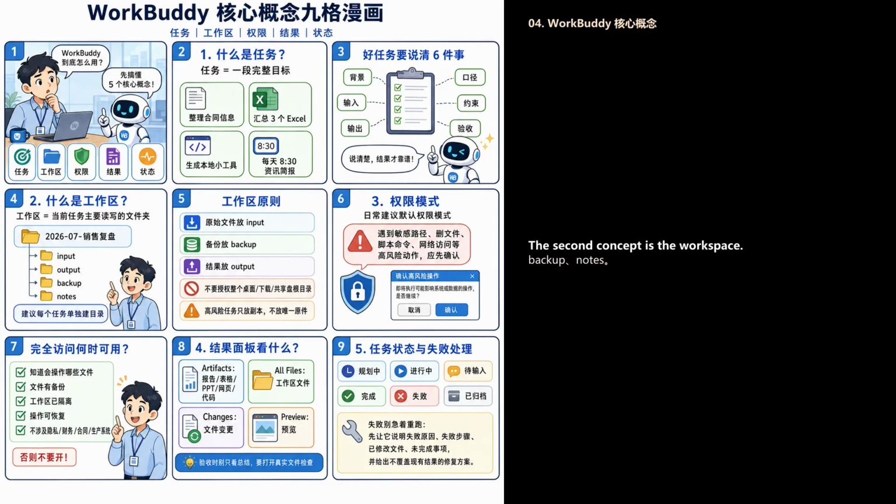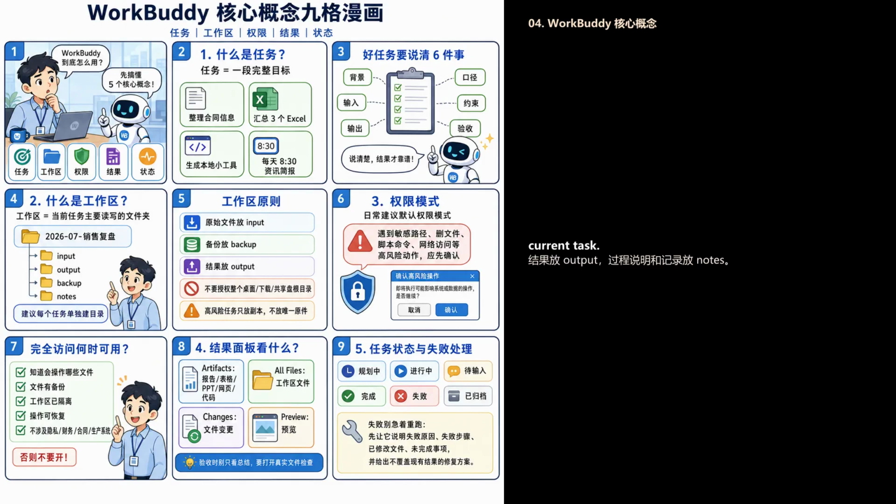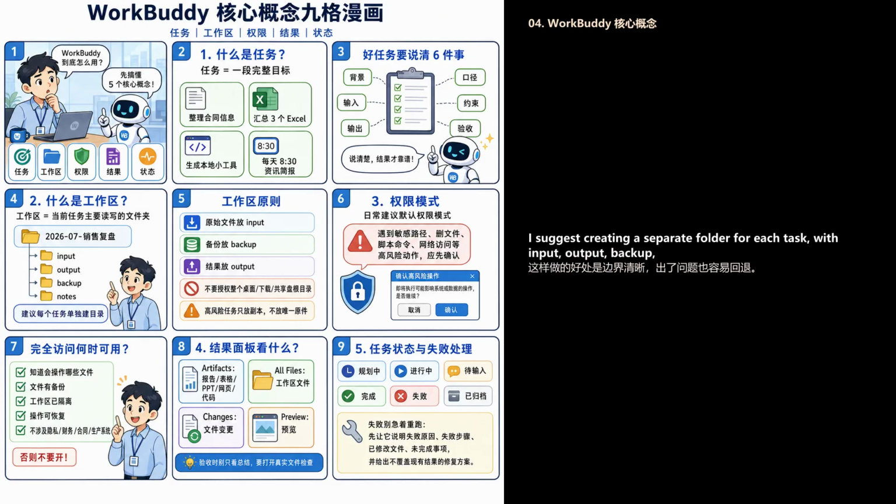The workspace is the main folder WorkBuddy reads from and writes to for the current task. I suggest creating a separate folder for each task, with input, backup, output, and notes folders inside. Put original files in input, backup copies in backup, results in output, and process notes in notes. This keeps boundaries clear and makes rollback easier.